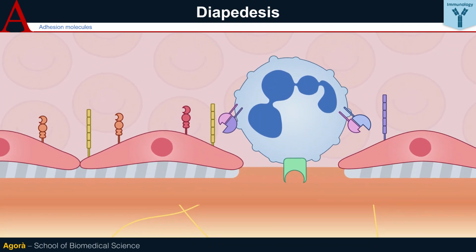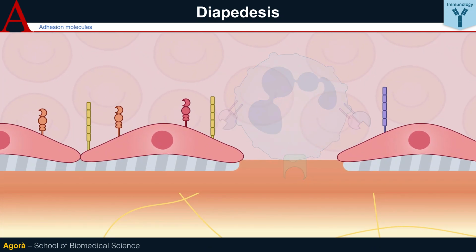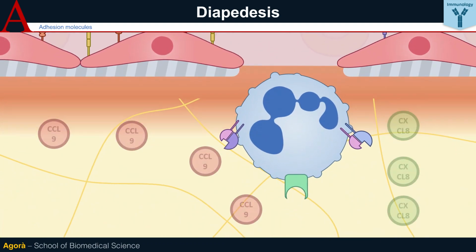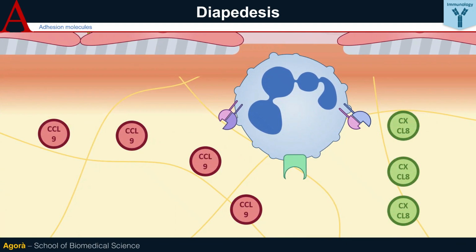Once inside the tissue, the leukocyte enters the final phase, phase 4. At this point, the leukocyte follows the gradient of various chemokines such as CXCL8, CCL2, etc., bound to the extracellular matrix. More specifically, CXCL8 attracts neutrophils, which play a crucial role during the first hours of infection, while CCL2 recruits monocytes, which can differentiate into macrophages within the tissue.